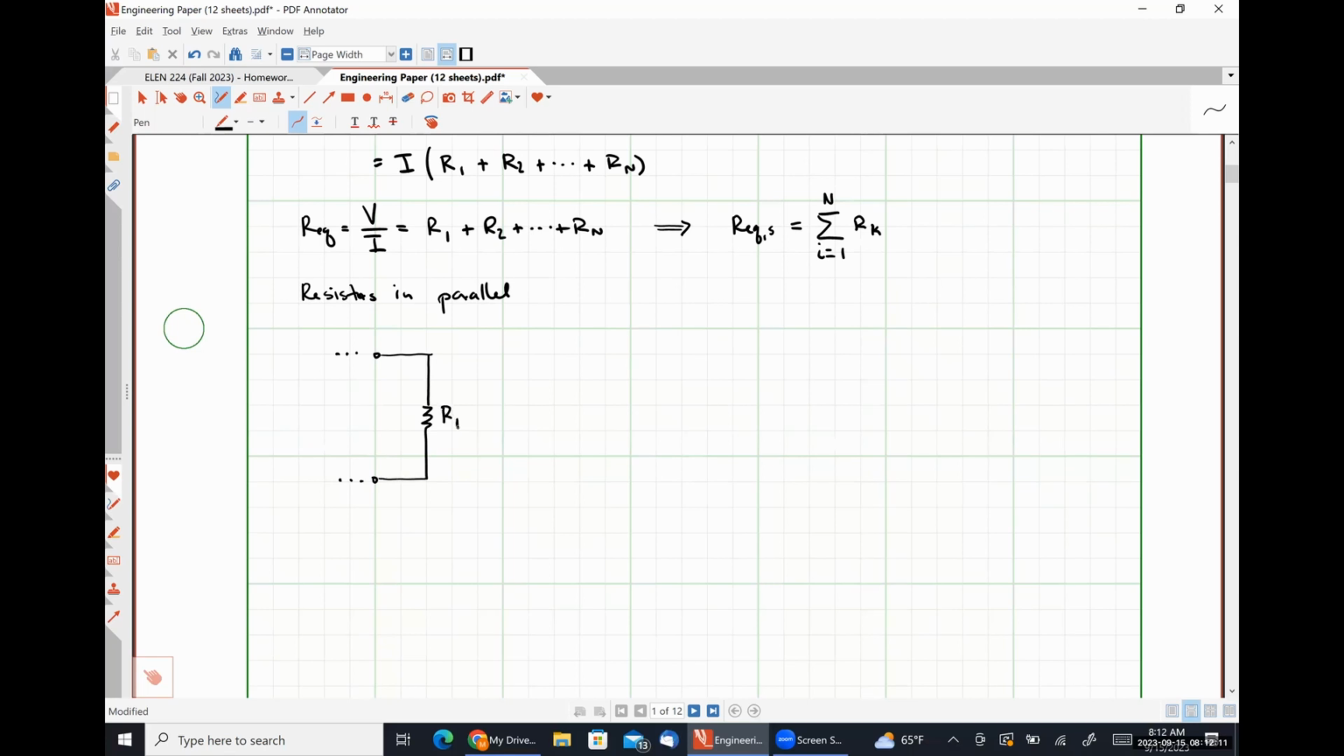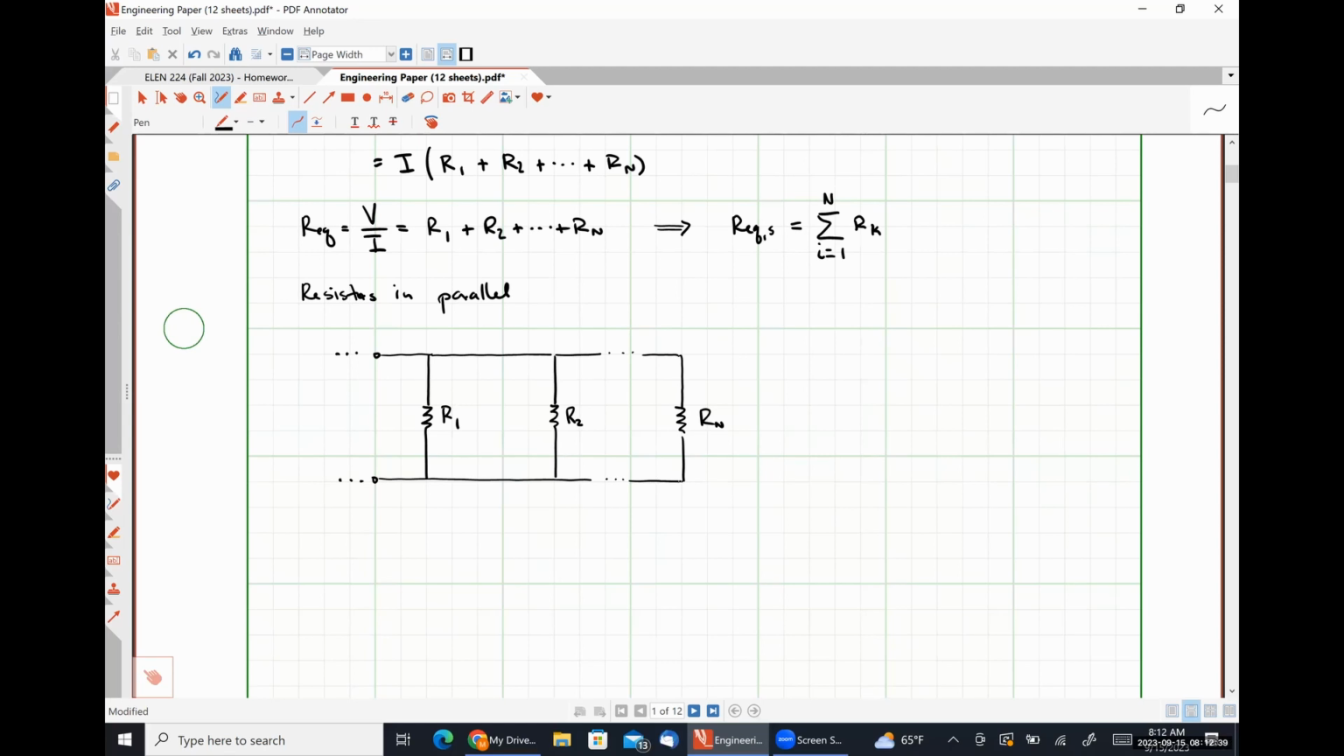So I'm going to call this first resistor R1, the second resistor R2, and this can be any number of resistors in parallel, so I'm just going to stretch this out once again to an arbitrary number, R sub n, like so.